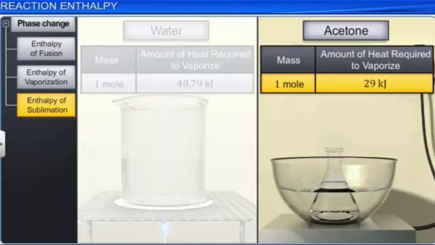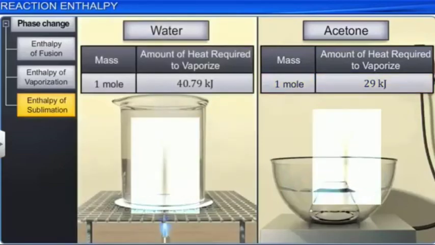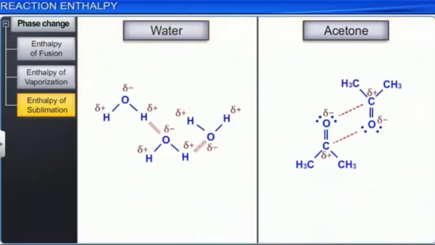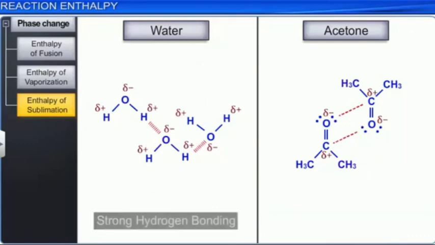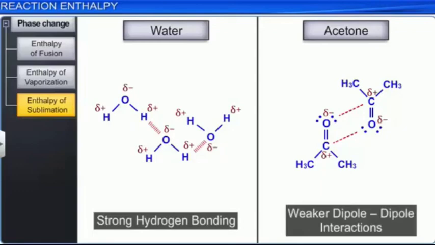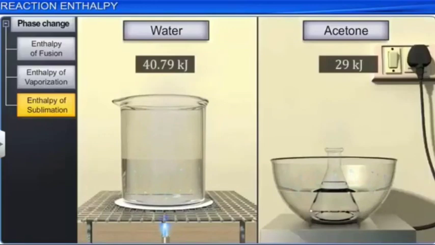This can be explained in accordance to the fact that the water molecules are held together in the liquid state through hydrogen bonding, while the acetone molecules are held together only through weaker dipole-dipole interactions. Thus, it requires less heat to vaporize 1 mole of acetone than 1 mole of water.